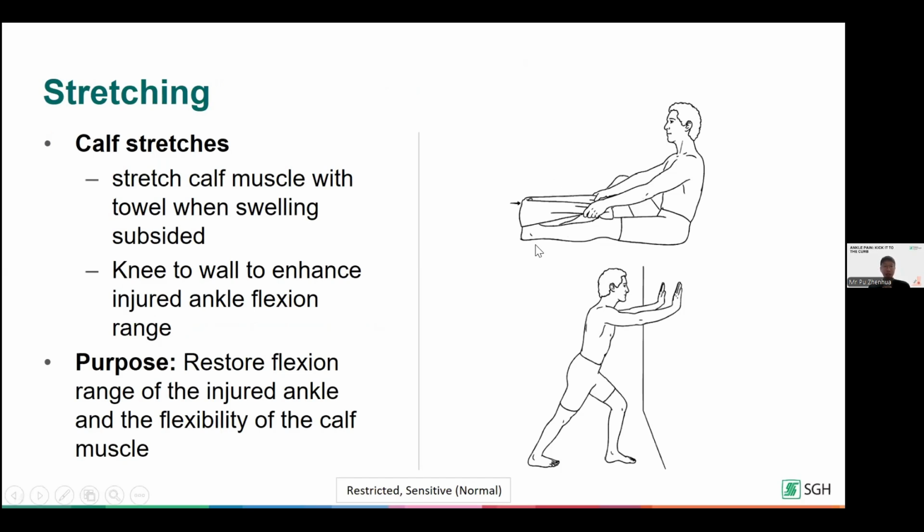Once you can do this quite well, you can progress to putting the body weight on and stretching the calf and improving the ankle range through this knee to wall stretch. In the picture on the right side, you can see the person is trying to bend the knee on the left side, but actually the stretching leg is on the right side right here. The knee is kept straight and you feel the pulling sensation, and then the calf right here is stretched, improving the flexion range. This helps you restore the flexion range of the ankle, as well as the flexibility of the calf muscle.